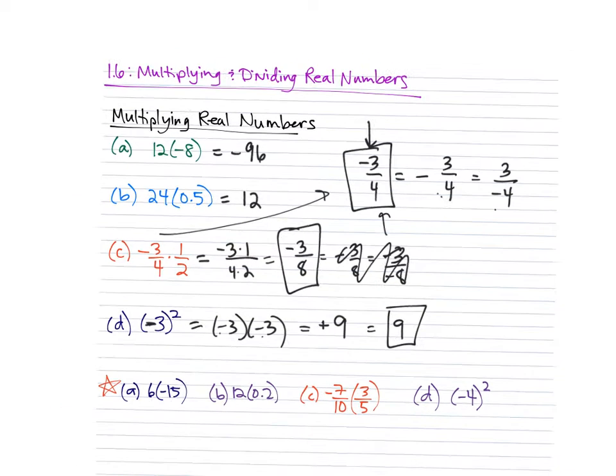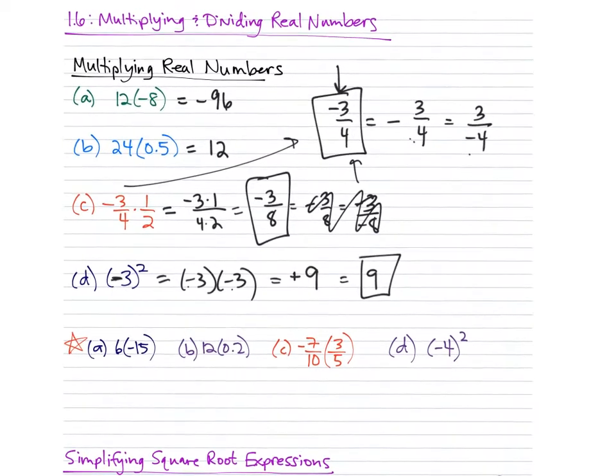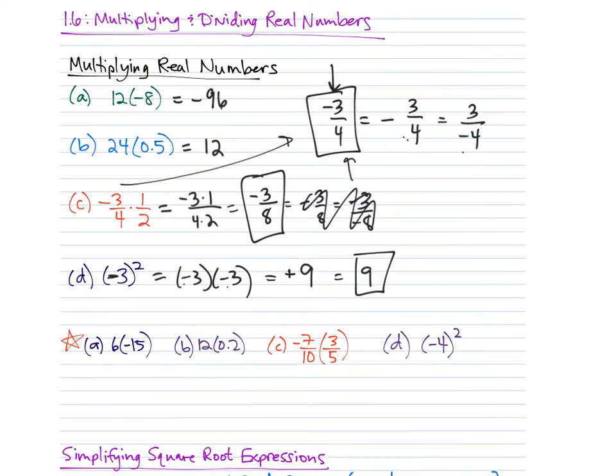Okay, so try these 4 on your own. Press pause and then check back for your solution. Okay, so this first one, negative times a positive is a negative, negative 90. Two positives is a positive, 2.4. Negative and a positive is a negative, and then two negatives is a positive, so negative 4 squared is just positive 16. So be careful with that.